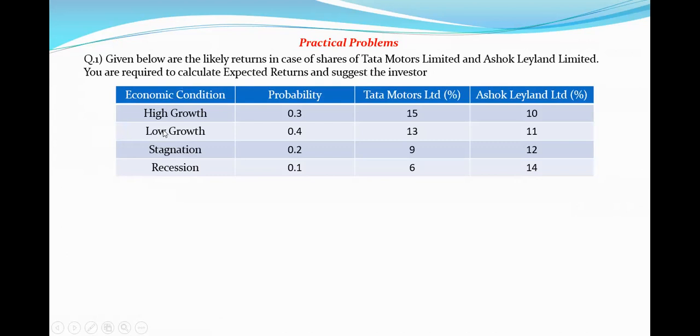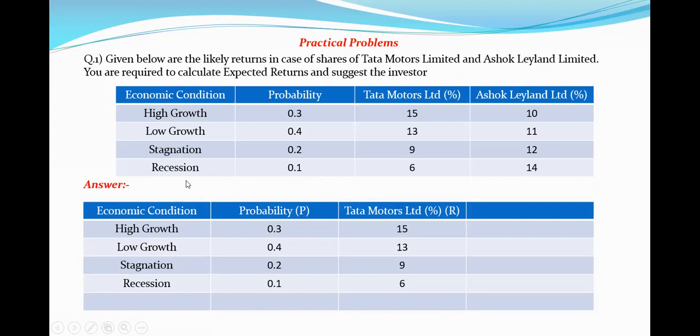Economic conditions are high growth, low growth, stagnation, recession. Probabilities are 0.3 with returns of Tata Motors 15%, Ashok Leyland 10%. 0.4 probability with return of 13% in Tata Motors and 11% in Ashok Leyland. Stagnation 0.2 probability with 9% in Tata Motors and 12% in Ashok Leyland. In recession, 0.1 probability, 6% Tata Motors returns, 14% Ashok Leyland. What is the answer?